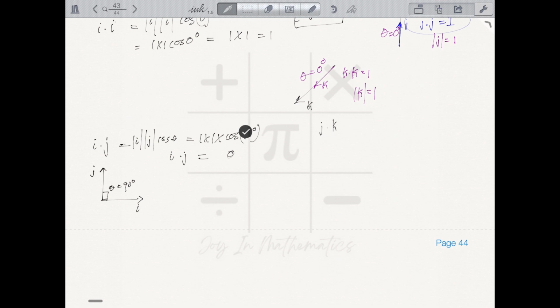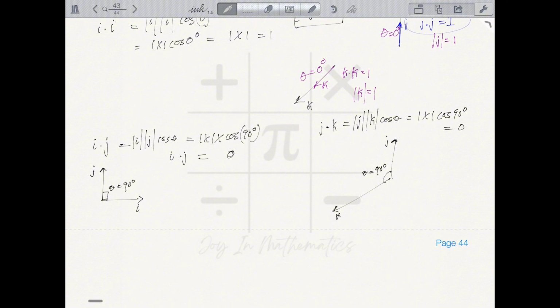Similarly, we have J, and then we also have K. In the 3D space, this angle theta is equal to 90 degrees. So J dot K will be equal to the modulus of J multiplied by the modulus of K cos theta, and that will be 1 multiplied by 1 cos 90 degrees. Cos 90 degrees is equal to 0. This will result in 0.